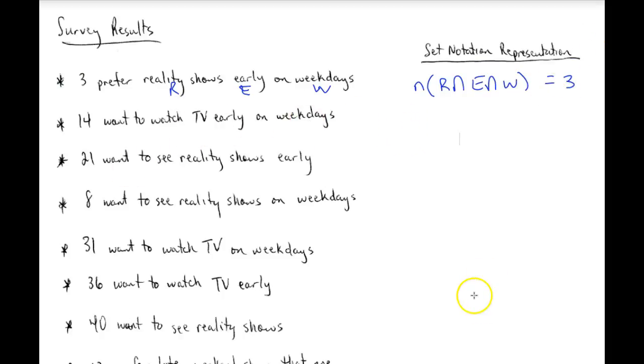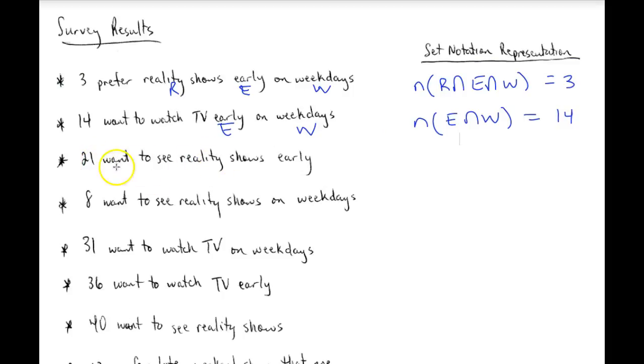We're going to continue this notation with the rest of the survey results, and we're going to translate these results into our Venn diagram once we're done. Next we see that 14 people want to watch TV early on weekdays. So that means they want to watch TV early and they want to watch it on weekdays. This would be the cardinality, or the number of people that are in the set of E intersection W, and that would be 14.